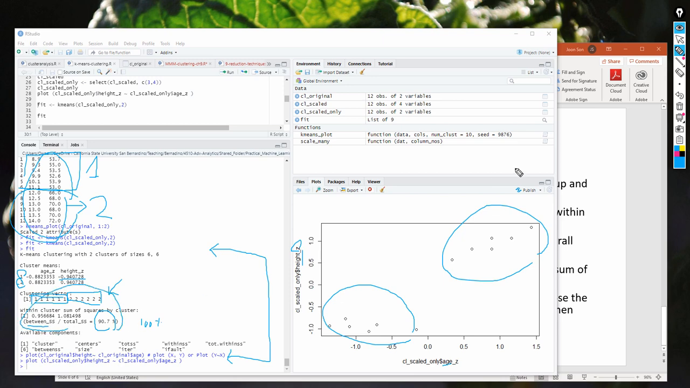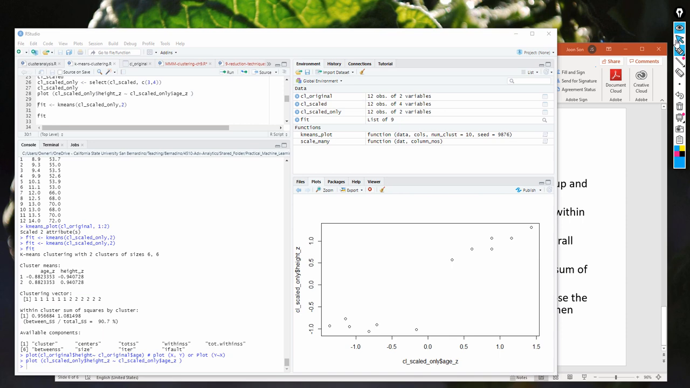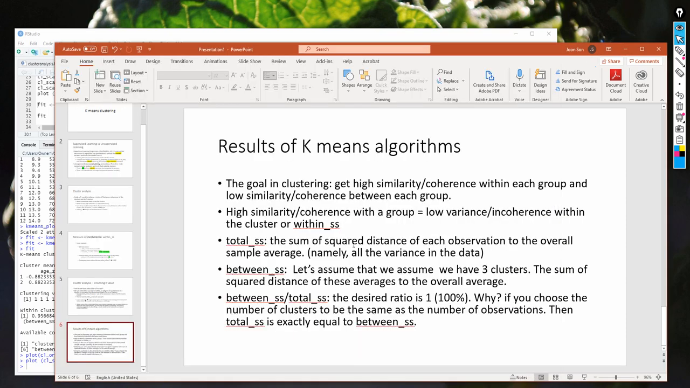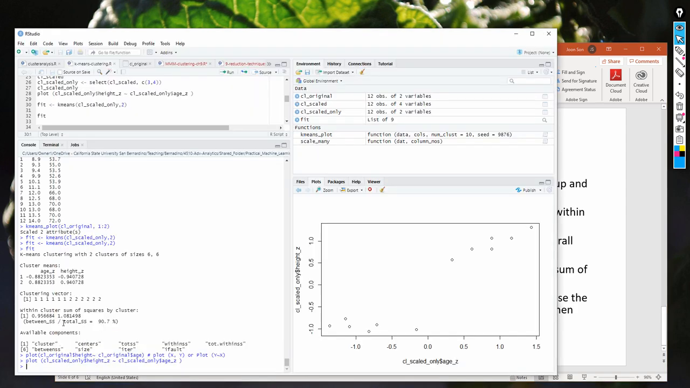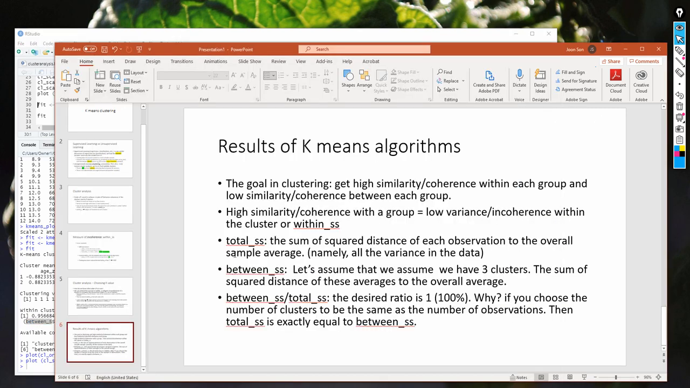So let me first explain this ratio. Let's go back to the slide. Before I talk about the ratio, let me first introduce what the total SS really means, and then I'll talk about what the between SS really means. Then I'm going to explain the ratio. First, the total SS.